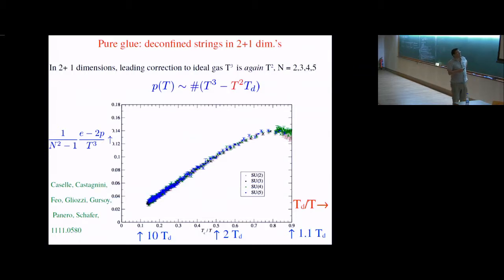They plotted things in a different way. It's e minus 2p, remember, this is 2 + 1 dimensions, divided by t cubed. And they plotted it versus 1 over t. So if it's a t squared, this should be linear. And so this goes from about 10 times the transition temperature to about 10% above. And they did it actually for 2, 3, 4, and 5 colors.